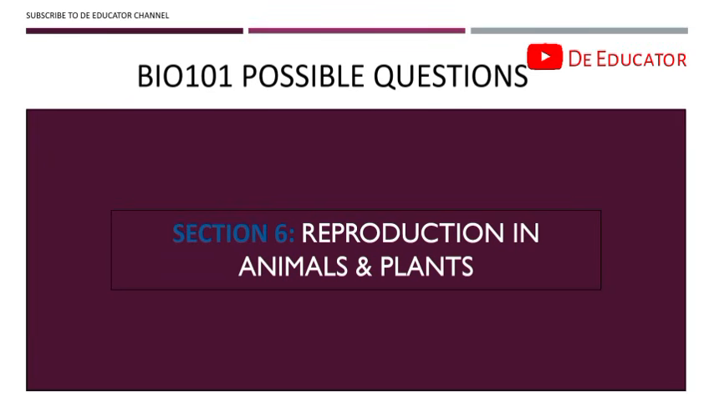All right, so the next section is reproduction in animals and plants. So reproduction is one interesting topic that everybody loves so much. Interesting and at the same time very simple. So we're going to run through reproduction and then you are set for the BIO 101 examination. So let's run through the questions and then we are good to go.